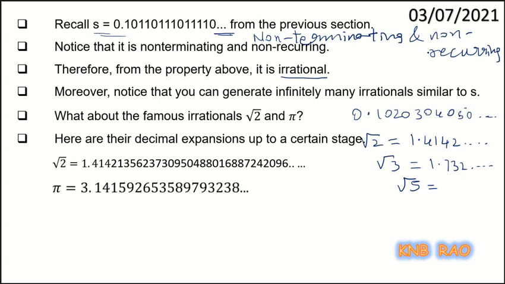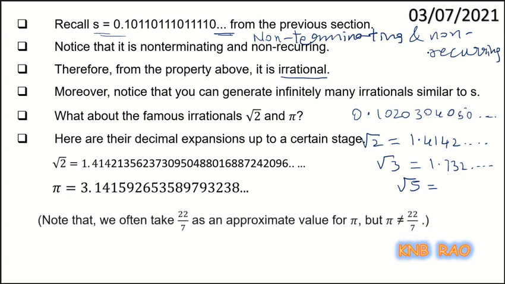Similarly, the value of pi is 3.14159265358979. Nowhere could you see terminating or recurring. So, these are again irrational numbers because their decimal expansion is non-terminating and non-recurring.